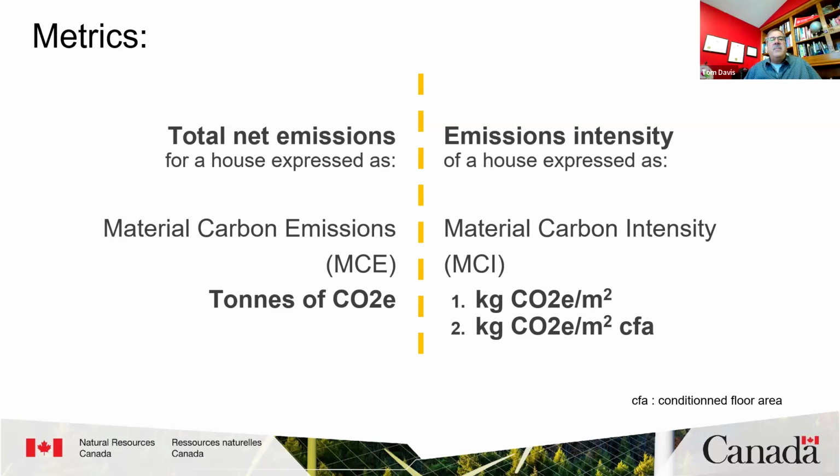We can also examine embodied carbon intensity of a home so that we are looking at the material carbon intensity, or MCI. This is expressed as kilograms of CO2 per square meter of your building. We can look at total square meters of floor area, or we can look at square meters of conditioned floor area. Most often we look at conditioned floor area because it prioritizes living spaces and penalizes embodied carbon expended for things like garages and unconditioned basement spaces.